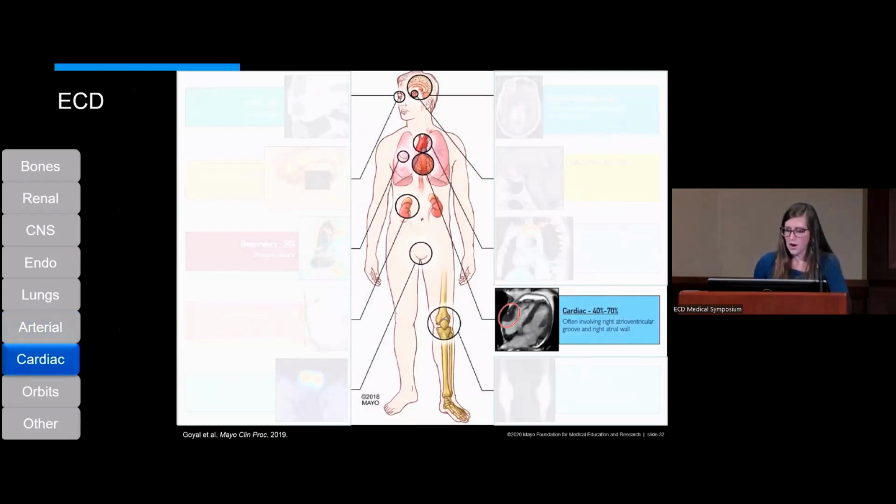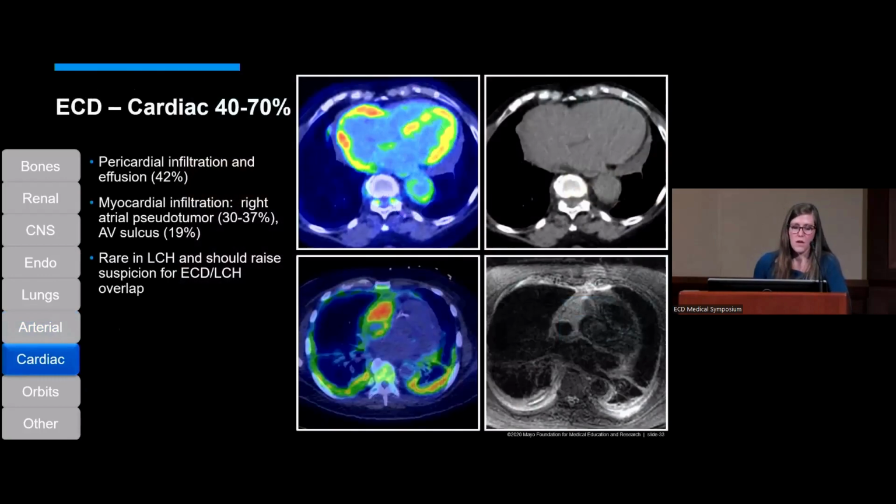And then moving on to the cardiac, you can see some intensely FDG avid pericardial infiltration or also effusion. And then you can get myocardial infiltration as well on PET CT. Normally, the heart has physiologic FDG uptake in the left ventricle, so that is often physiologic, but in this patient, we also see some intense FDG uptake surrounding the right atrium that is suspicious for Erdheim-Chester disease.